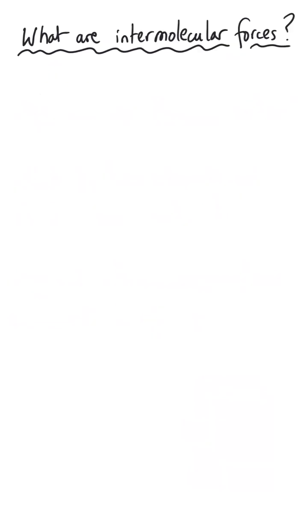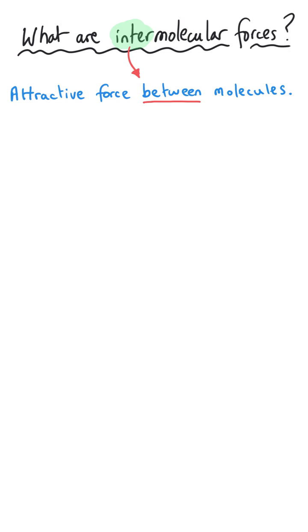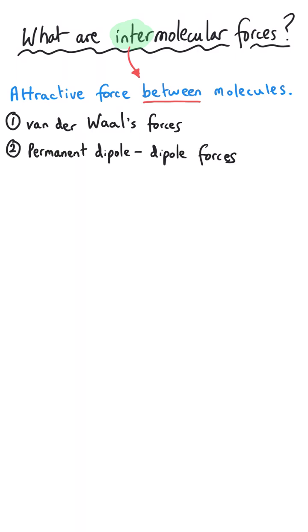There are three different types of intermolecular force, but generally what they are is an attractive force that exists between molecules. And that's what the inter part of intermolecular force means. It means between molecule forces. These three different types of intermolecular force are called van der Waals forces, permanent dipole-dipole forces, and hydrogen bonding. And you need to know how each of these comes to pass.